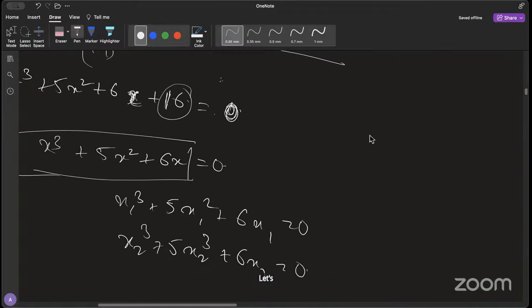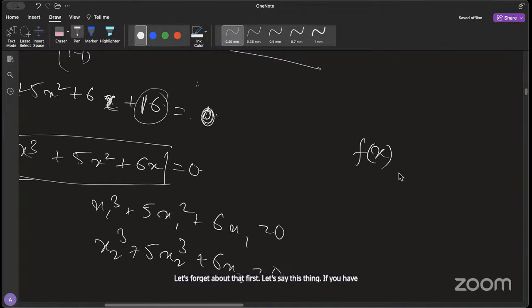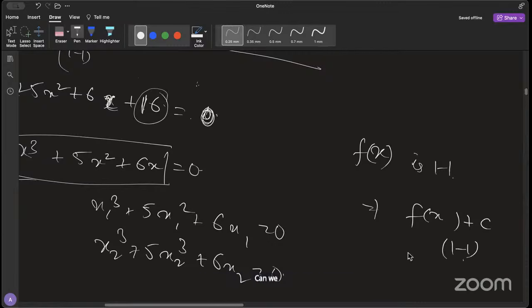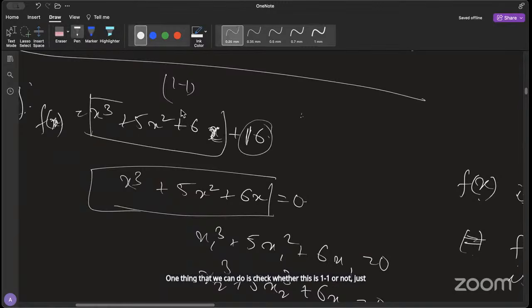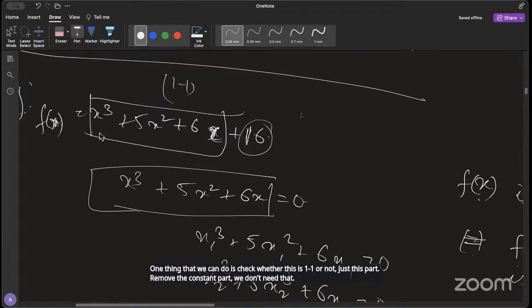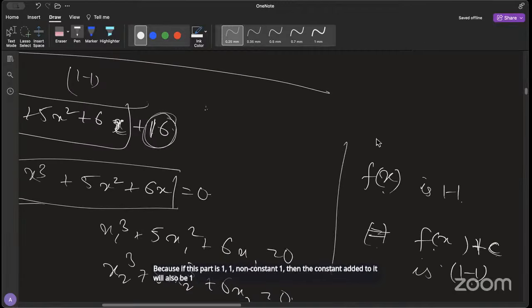Let's forget about that first. Let's say this thing. If you have f(x) and f(x) is one-one, then can I say that f(x) plus some constant is also one-one? Can we do that? Yes. And this goes both ways. If f(x) is one-one, then f(x) added with some constant should also be one-one. So same we're doing here. Instead of checking whether this is one-one or not, one thing that we can do is check whether just this part is one-one or not. Remove the constant part. We don't need that. Because if this non-constant part is one-one, then the constant added to it will also be one-one because of this.